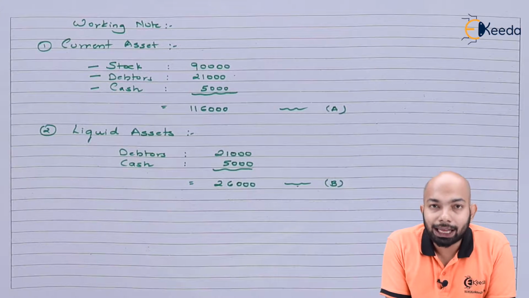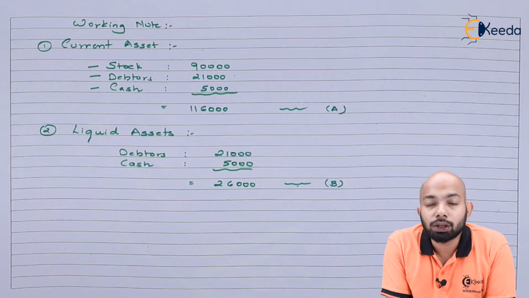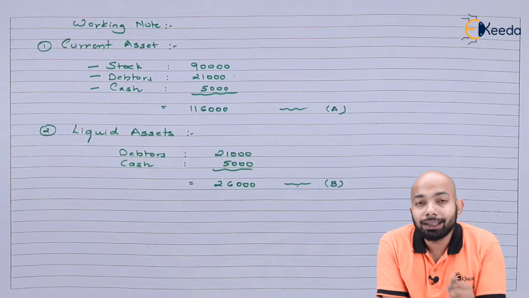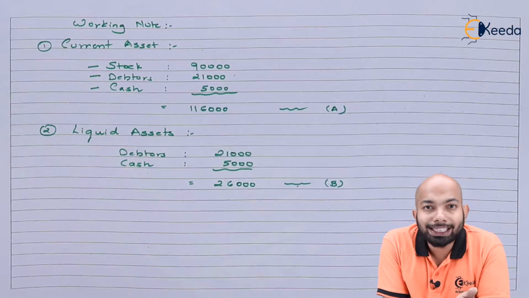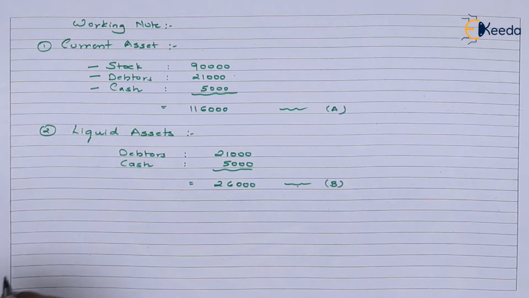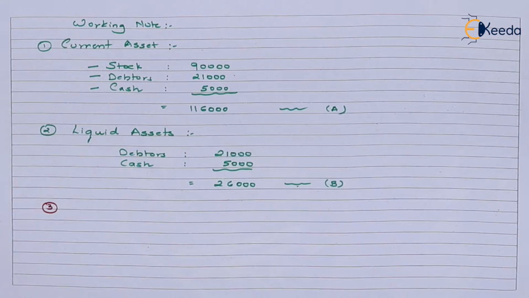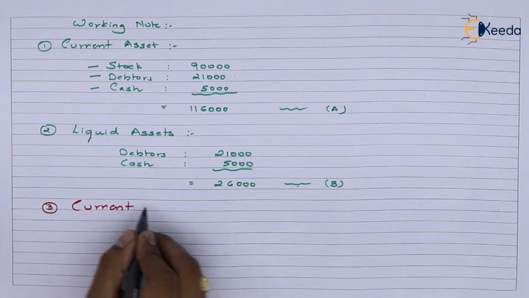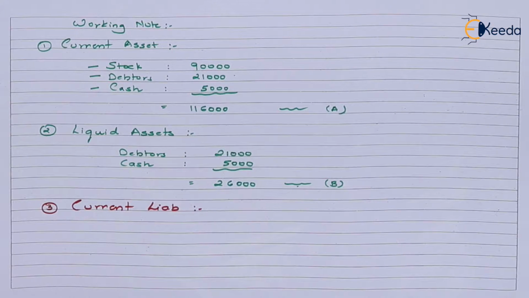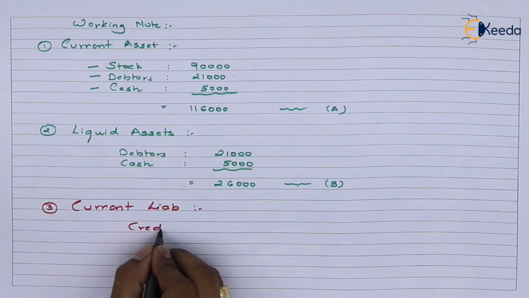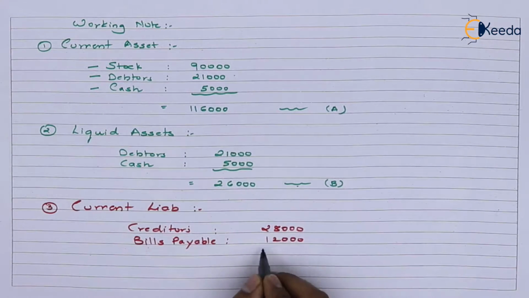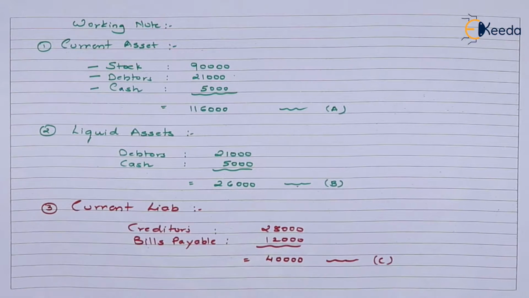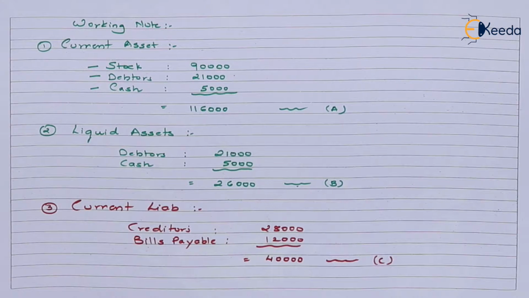The next phase is liquid assets. Liquid as in only cash or near-to-cash items, which are only the cash balance and the debtors balance. So the total of that comes to 26,000. The next will be the current liabilities part. The total of current liabilities is 40,000, which includes creditors and bills payable.